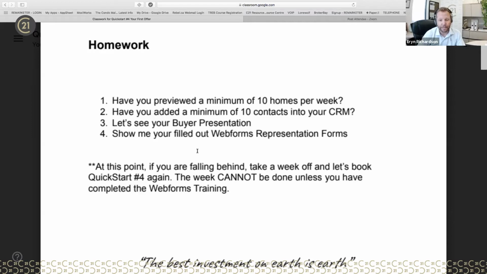Have you added a minimum of 10 contacts into your CRM? So every week, we want 10 contacts in there. And that's not just Aaron Richardson, my phone number. I want you to call. I'll call, let's say, Allie, and say, Allie, it's been a long time. We haven't talked in a while, but I just want to apologize. I really want to stay in more contact with you.